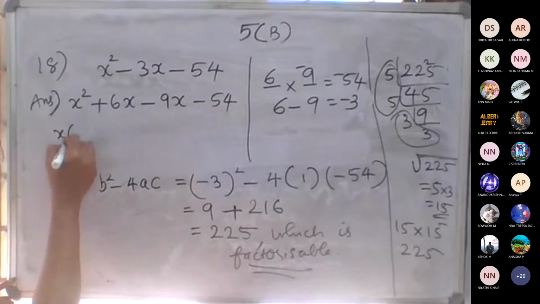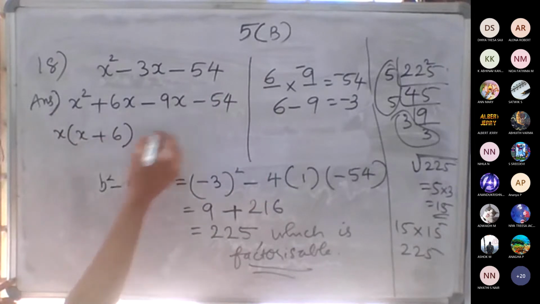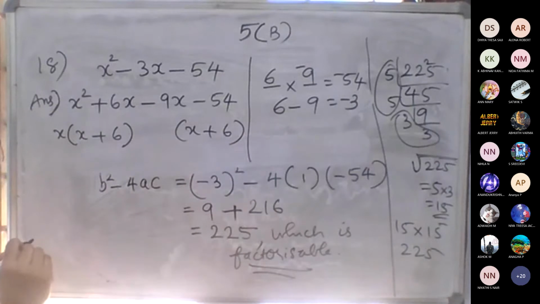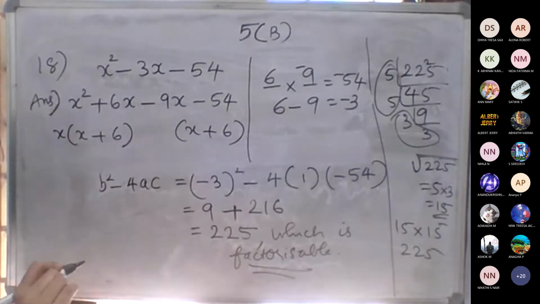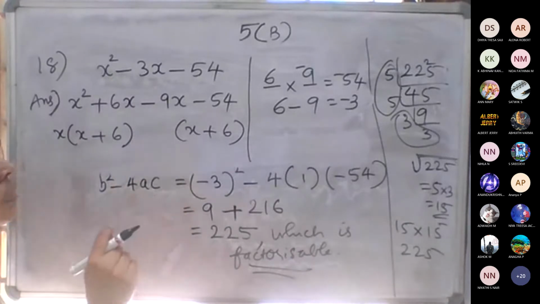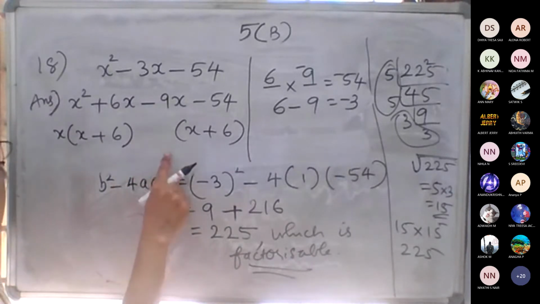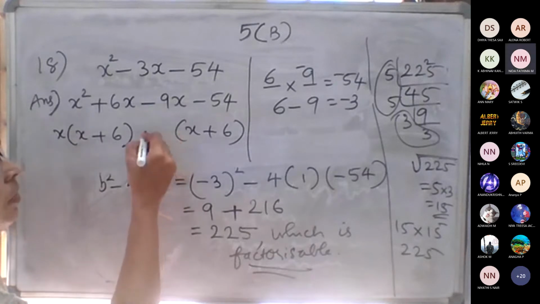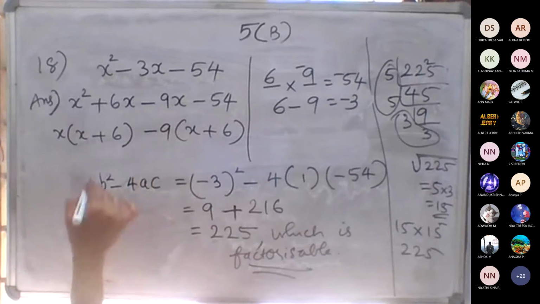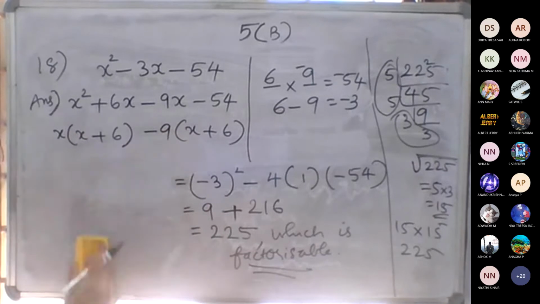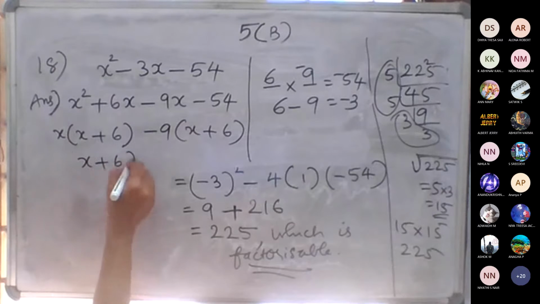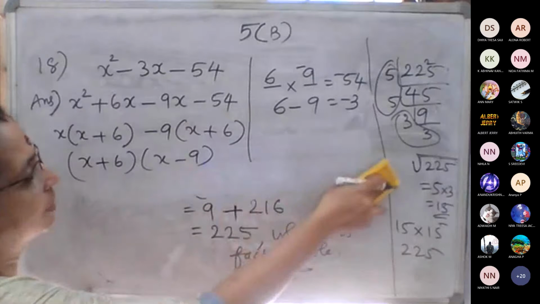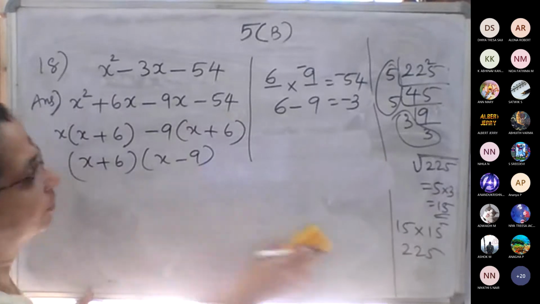Then x plus 6. Then the same. What I have to write here? Negative 9. Minus 9. So x plus 6 into x minus 9. So that is our answer.